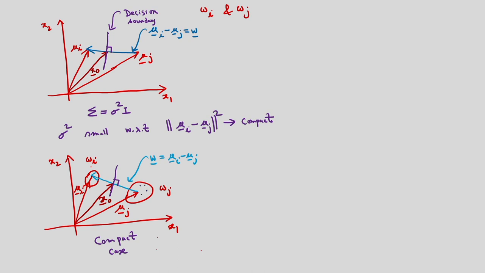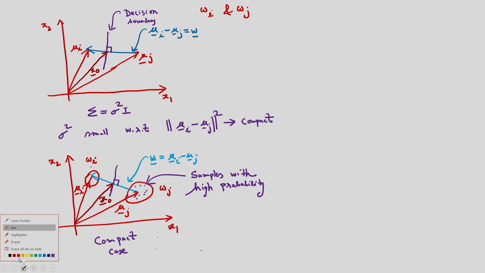These are compact clusters, and compact actually means samples with high probability. If the samples have high probability, then I will get compact clusters. For non-compact clusters, it is very difficult to place the decision boundary. I can show that pictorially also.